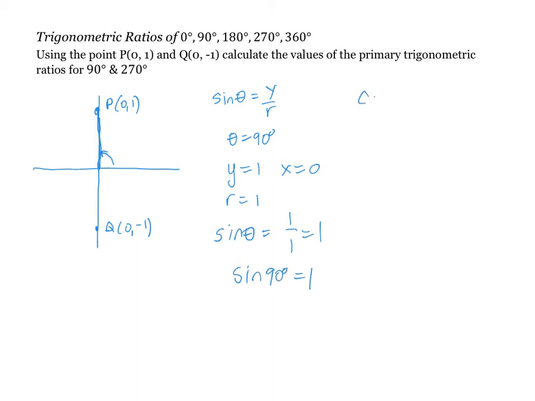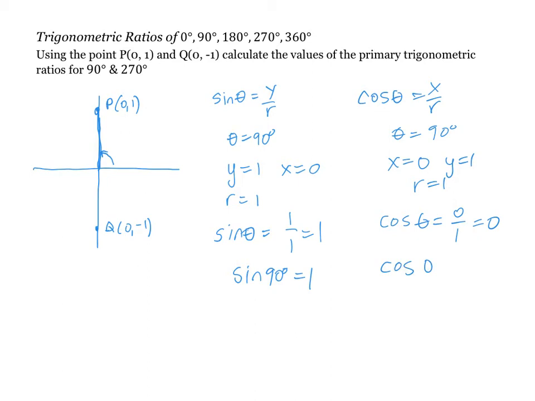Let's look at cosine of theta. Cosine of theta would be x over r. When theta is still at 90 degrees, x equals 0, y equals 1, and r equals 1. So cosine of theta equals x over r, which is 0 over 1, which is 0. So cosine of 90 degrees equals 0.